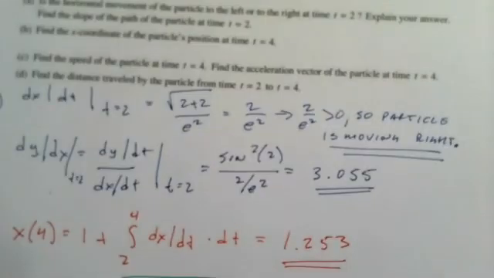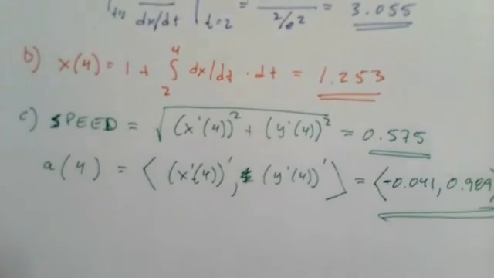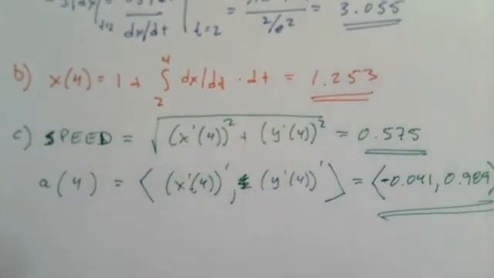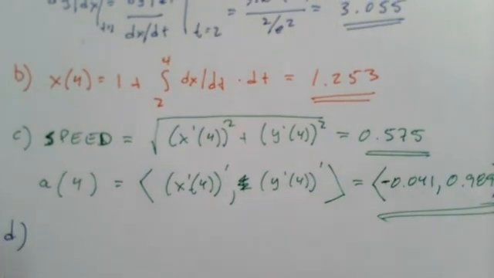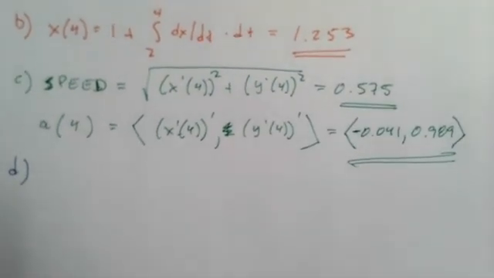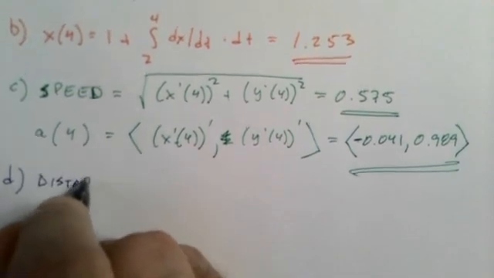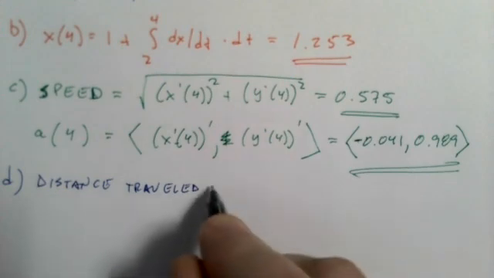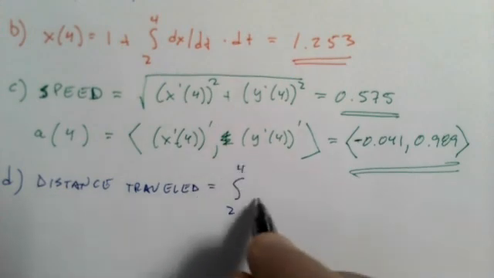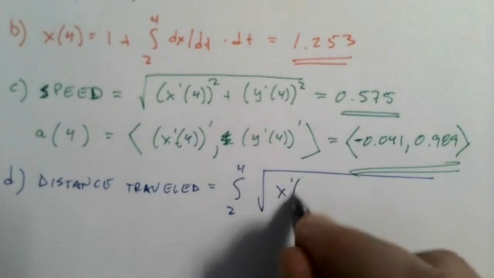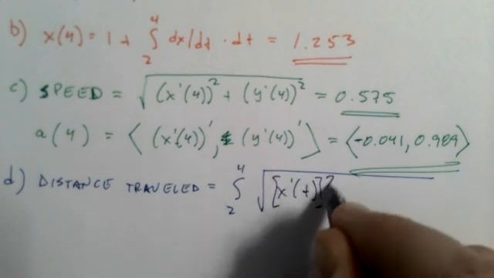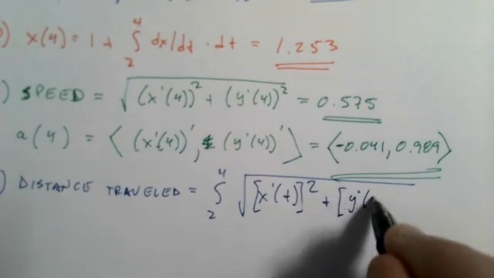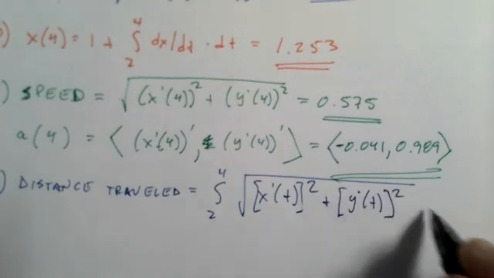Wow. Working hard here. All right, find the distance traveled from 2 to 4. Okay. Part D. Distance traveled. Integral 2 to 4, big square root, x prime of t squared plus y prime of t squared dt.